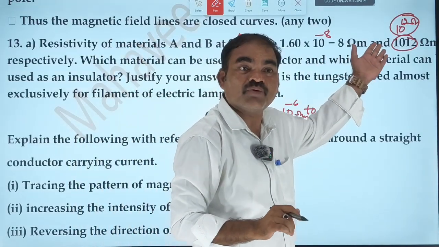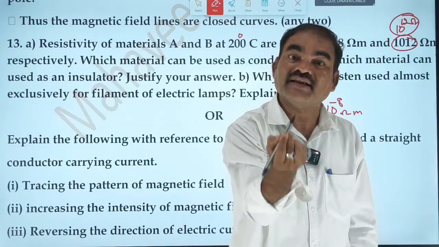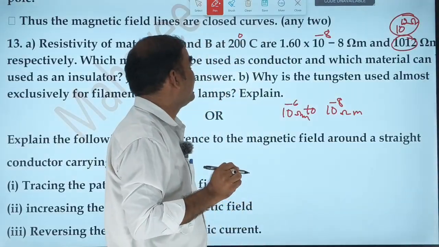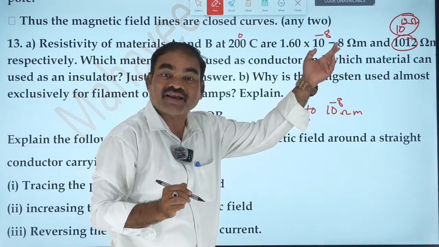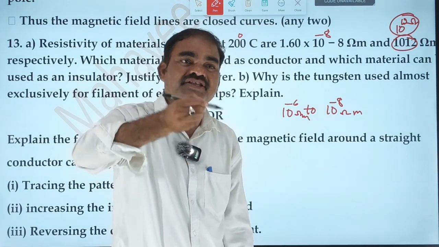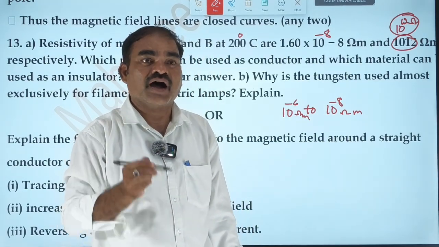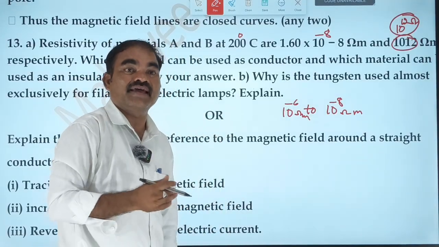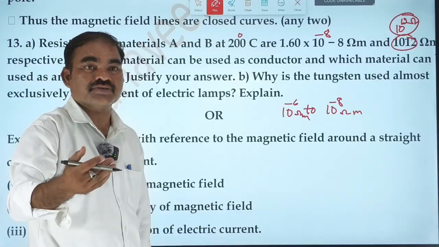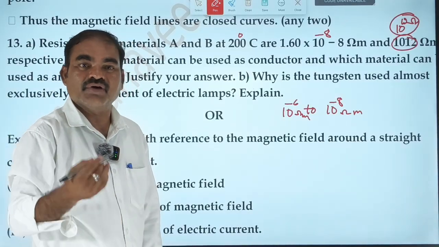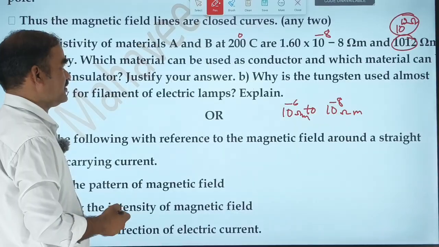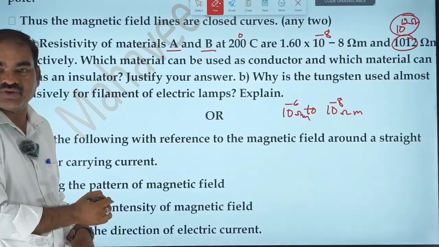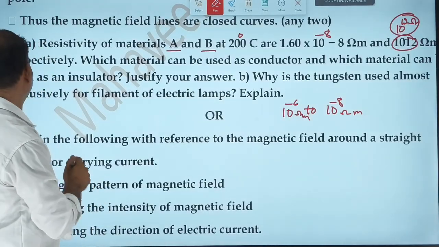Actually, 10 to the power 12 ohm meter is of dry paper. We know that dry paper is a highly insulating material, a bad conductor of electricity. And 1.60 into 10 to the power minus 8 is of silver. Silver is a very good conductor of electricity, so it is used in highly specialized gadgets like supercomputers, laptops, and high-value mobiles. So in this, A is a good conductor, B is a bad conductor. Okay, this is one applicable question here.